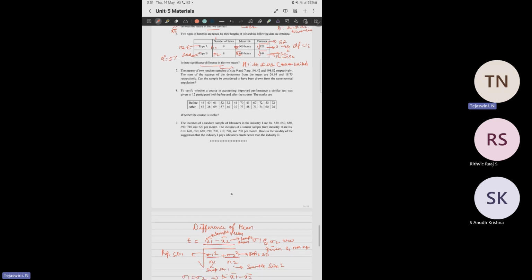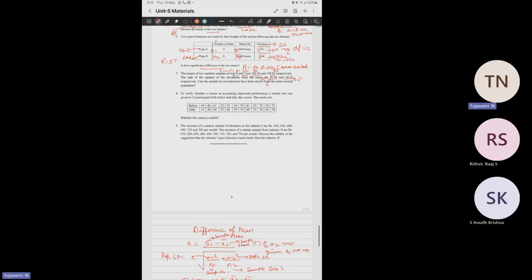And then the next question. Sample sizes n1, n2 are given to us, x1 bar, x2 bar are given to us. The sum of squares of the deviation from the mean is given. Sorry, S1 square and S2 square are given to us, not the standard deviation.